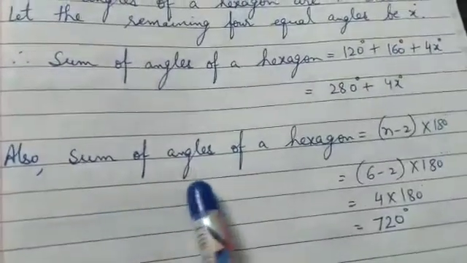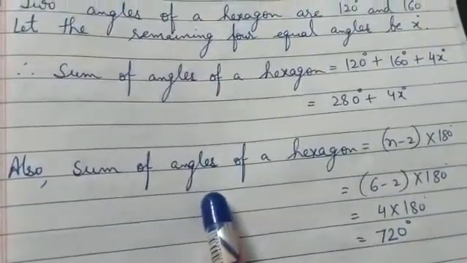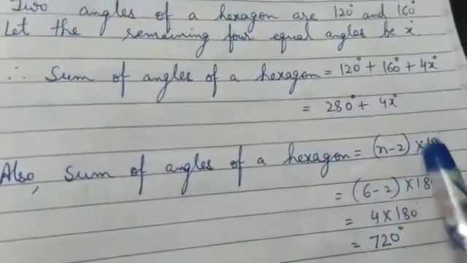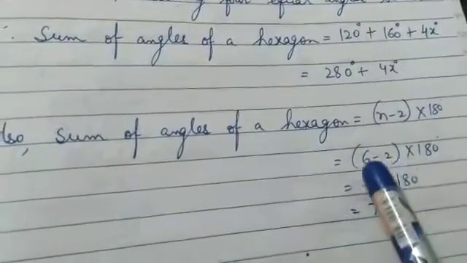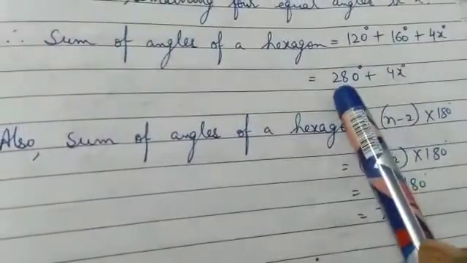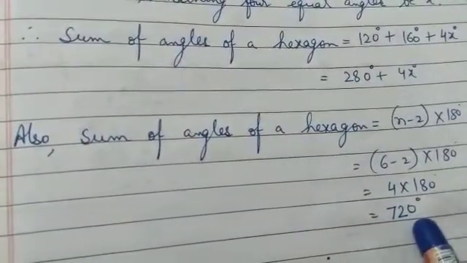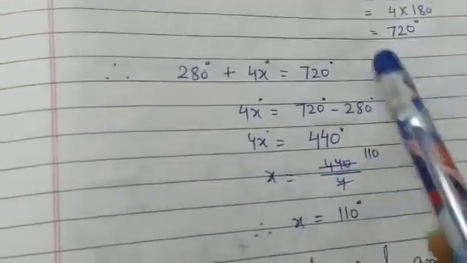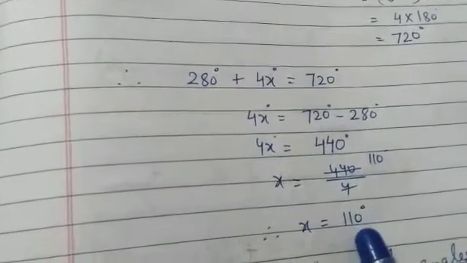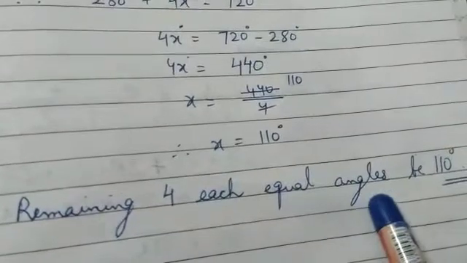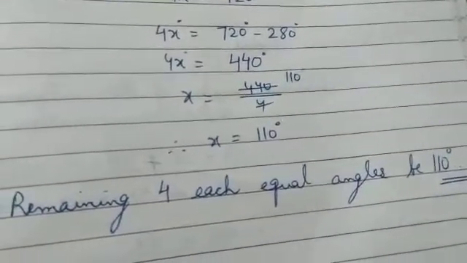Now here we can find the sum of angles again because we know the formula. Sum of angles formula is n minus 2 into 180 degree. It is a hexagon, so n is 6. 6 minus 2 into 180 degree, so it is 720 degree. So 280 plus 4x is the sum, where 720 is also the sum. So easily you can equate both and get the value of x. When you simplify this, it will come 110 degree. Therefore, the remaining four equal angles are each 110 degree.